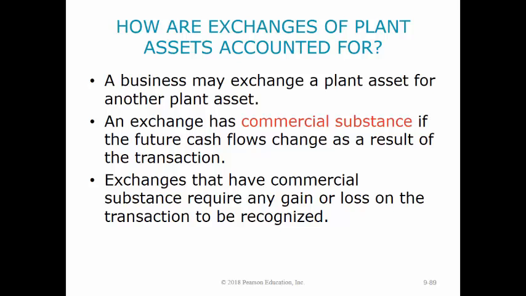In other words, an exchange has commercial substance if, in the future, cash flows, receipts of revenue, or payment of expenses of the business will change because of the exchange. For example, exchanging an older asset for a new asset will increase productivity, thereby creating more revenue for the business.